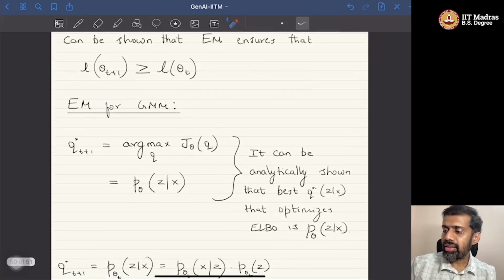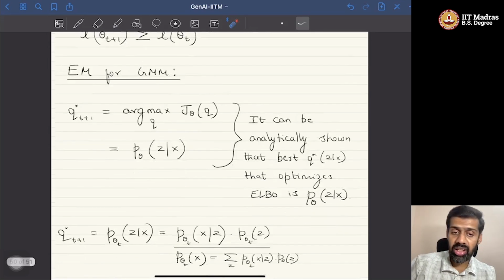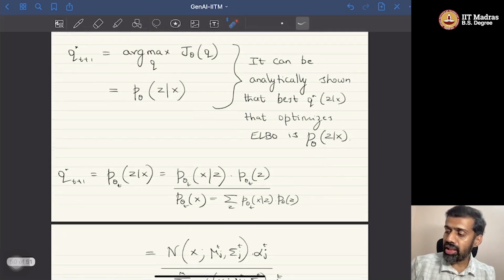Okay, so one result is that the expectation maximization algorithm will ensure that the likelihood will never decrease, and the expectation maximization algorithm can be used for models like GMM, because finding the optimal q star, which is the latent posterior given a theta, can be solved in a deterministic or analytic way, because we know all the constituent distributions.